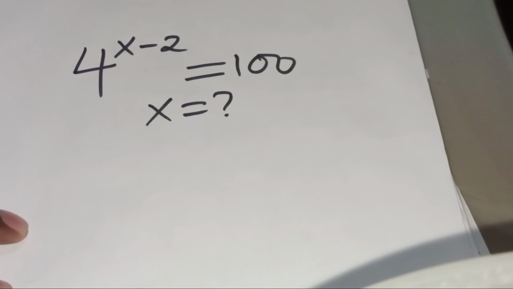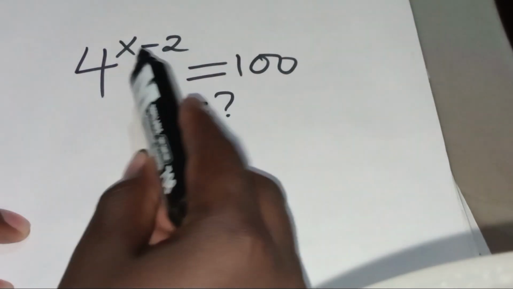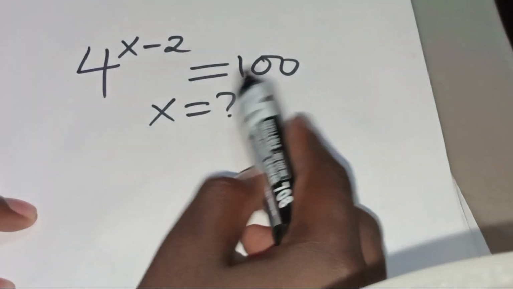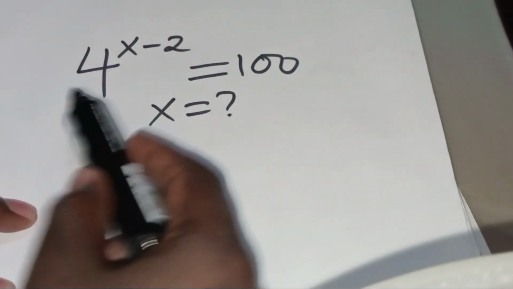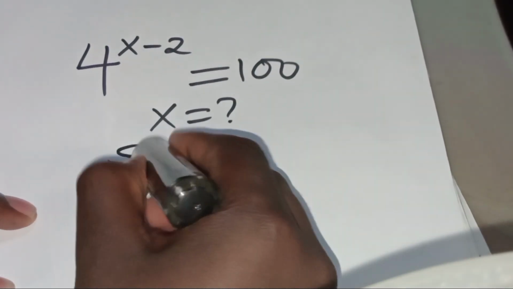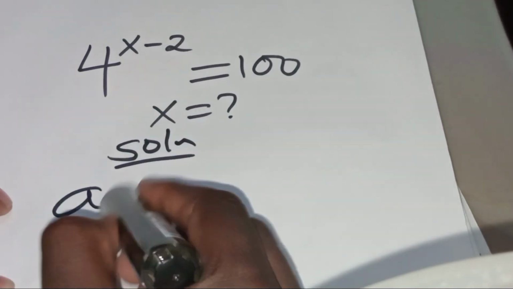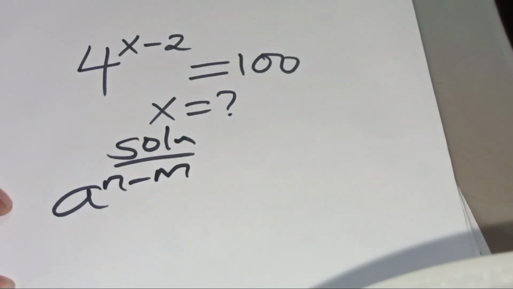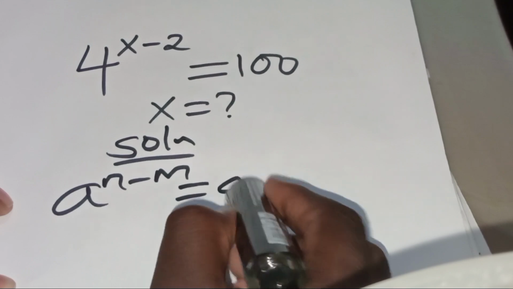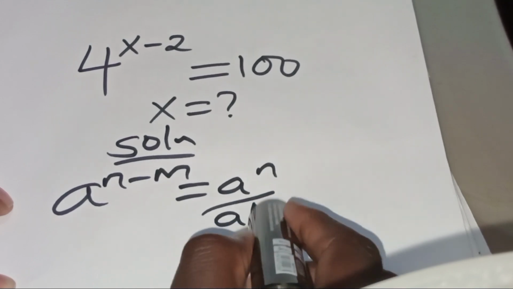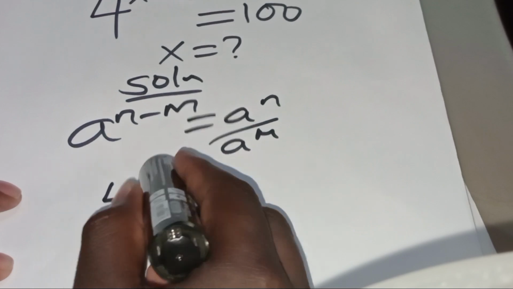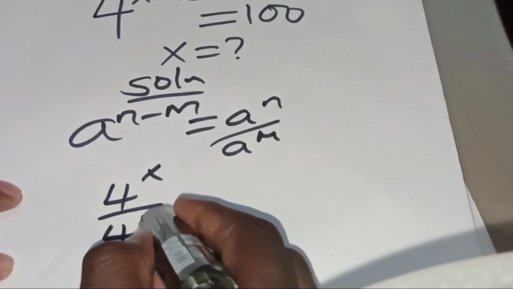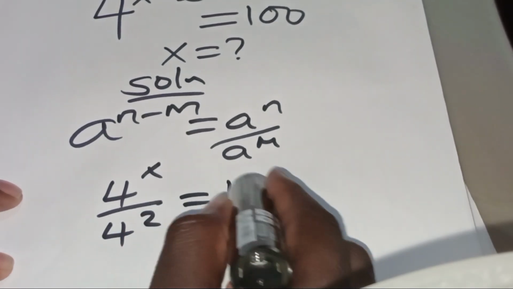Hello everyone, let's provide a solution given this exponential equation, which is 4 to the power x minus 2 is supposed to give us a value of 100. Now 4 to the power x minus 2 is in the form of a to the power n minus m, which we can express as a to the power n divided by a to the power m. Applying this property, we'll have 4 to the power x divided by 4 to the power 2. This is equal to 100.